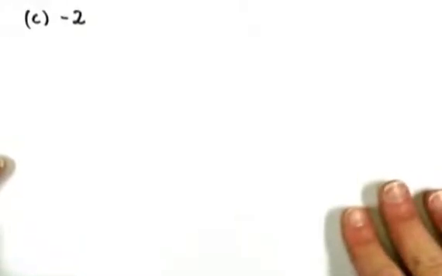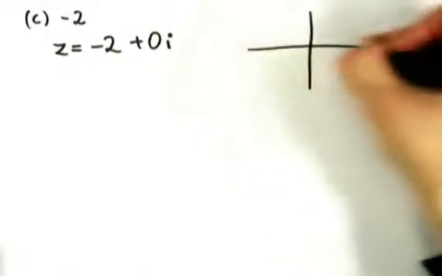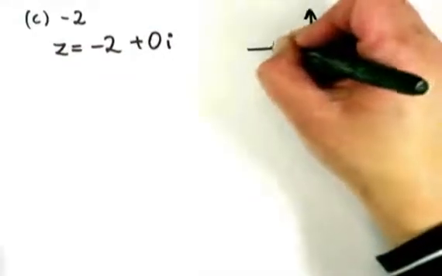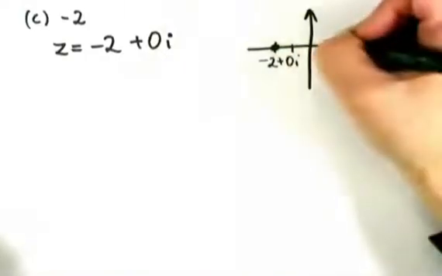Let's do one more example, this same example. We want to plot this point and write the polar form of that point. So this point z is equal to -2. I don't have i, so I'm going to write 0i. I'm going to plot this point. First is x, this is y, -2. Right here is the point -2 plus 0i. And we are looking for this angle.